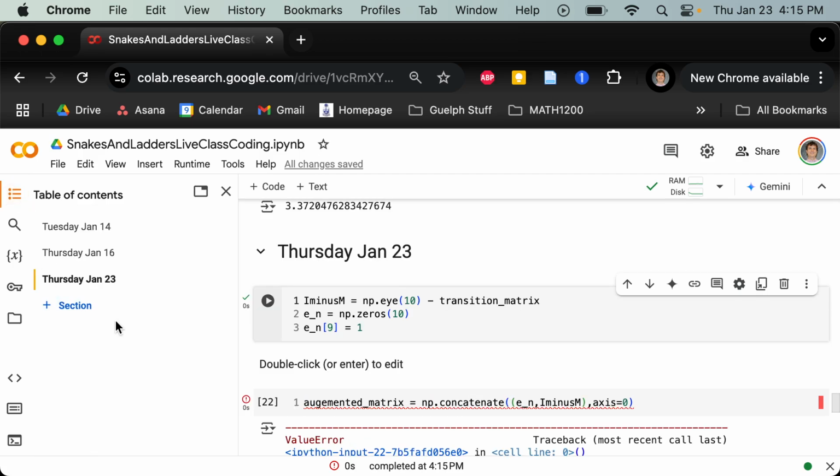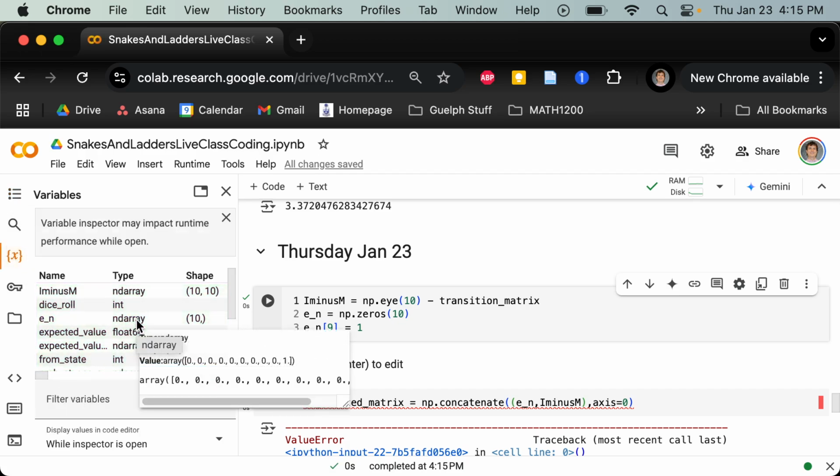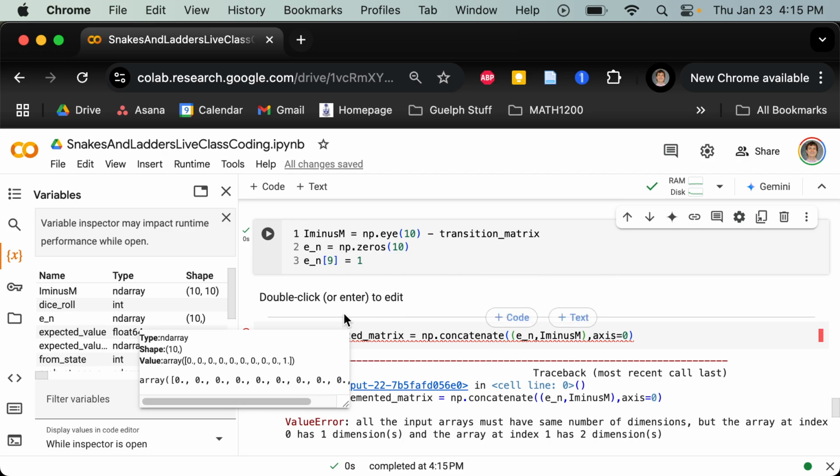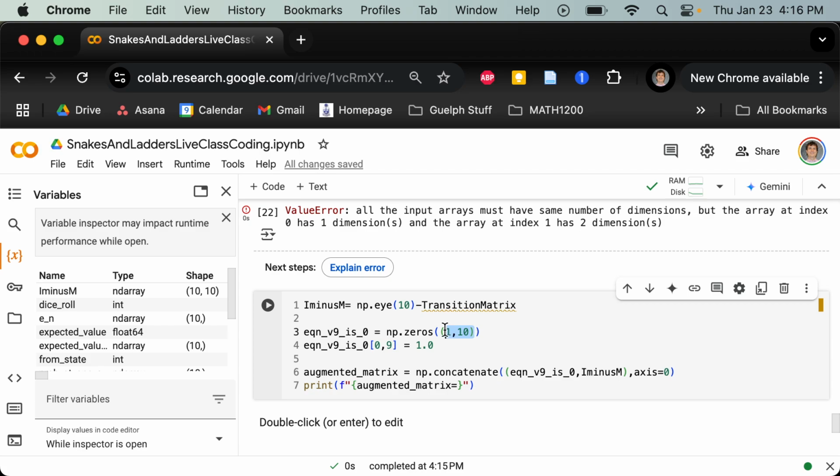And so if you look at the sizes of these things, let's take a look. So en is a 10 comma vector, and I minus m is a 10 by 10. And I'm like, look, Mr. Computer, please put the 10 comma vector on top of the 10 by 10. And it's like, no, man, that's totally crazy. You can't do that. What you have to do instead is make a 1 by 10. You see this? np.zeros is a 1 by 10. And then it'll work just fine.